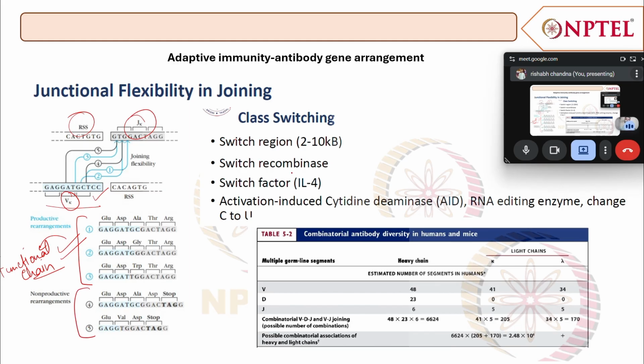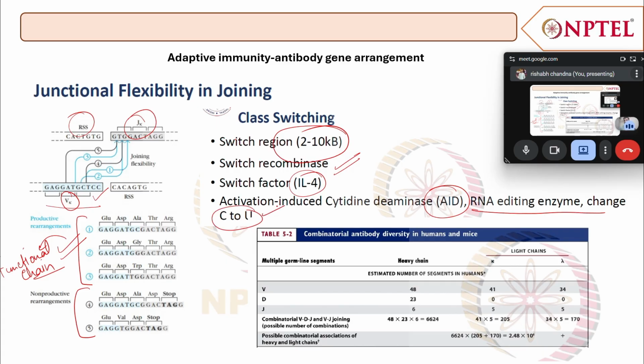Okay, then we have the class switching. So the switch region is between 2 to 10 kb. We have the recombinases to allow that. We have a switch factor that acts with IL-4, and we have activation-induced cytidine deaminase, AID, or RNA editing enzymes that change C to U.